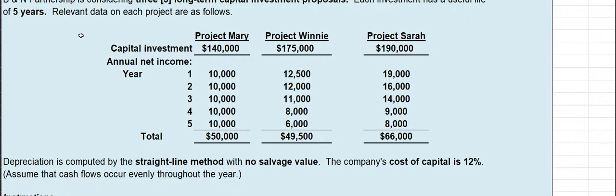In this problem, there are 3 projects that are being evaluated, and we're assuming that they are mutually exclusive projects, which means if we accept one, we would not be able to accept the others. However, given the nature of the projects, it would not really matter.